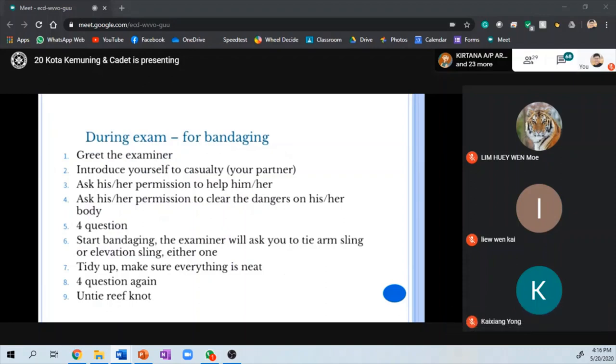Okay, this is for last year only. Because last year we needed to do practical. There will be three sections: choking, CPR, and bandaging. Just for your info. This year, there's no practical anymore. Just need to remind you all.